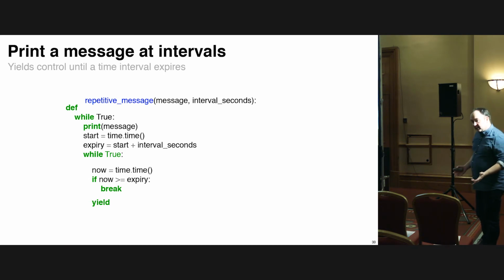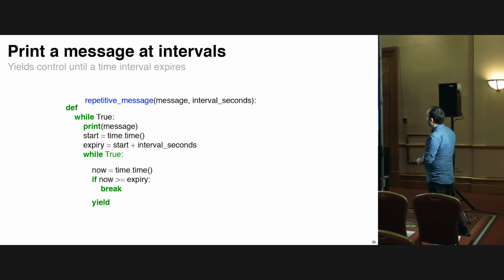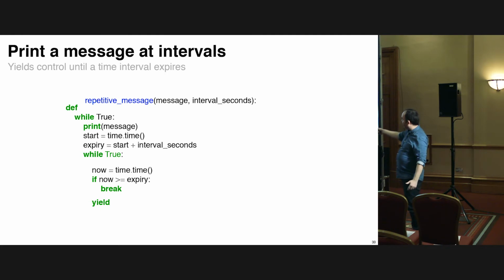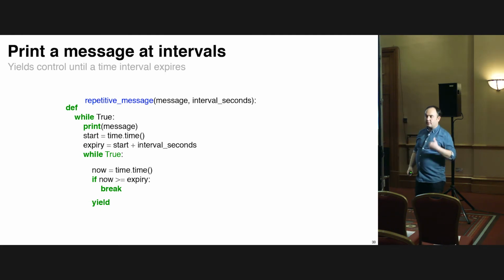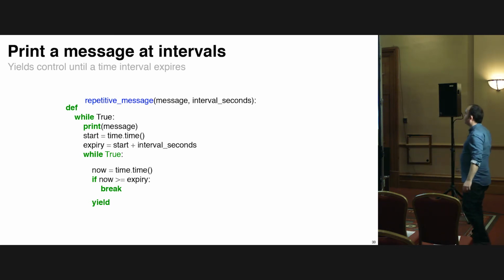Here's another simple task, repetitive message. So you can see how this one works. We accept a message, just a string, and some interval in seconds, and we go into an infinite loop here. We print the message, and then we basically just spin in this loop until the current time has reached the interval time, and then we break out of the inner loop and then print the message again. Right? So this will never exit, because the break only gets us out of the inner while. There's no way out of the outer while. So this is an infinite running task. It just prints a message every n seconds.